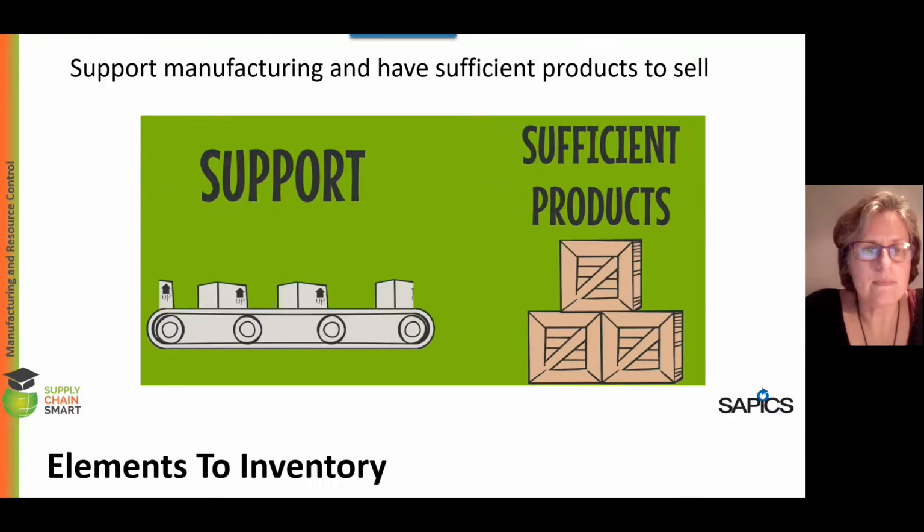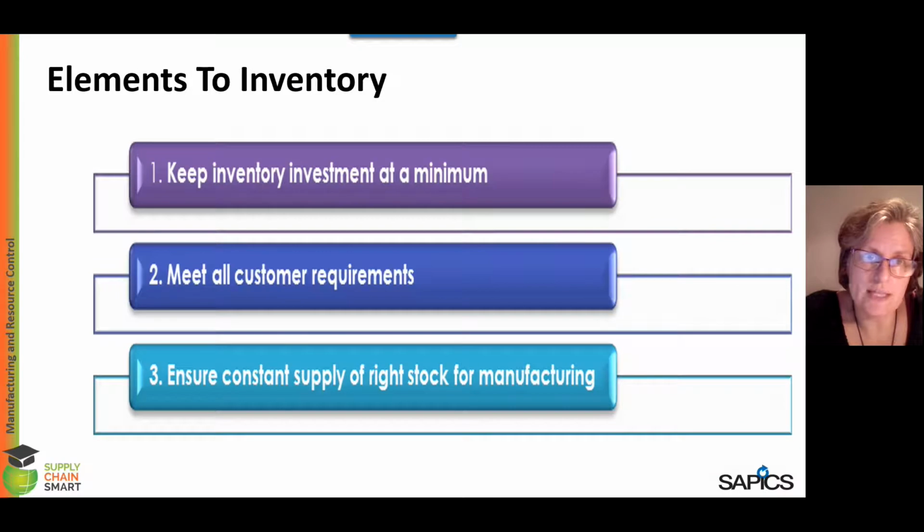sales. So the elements of inventory, as I mentioned, are keeping inventory investment at a minimum, because money that is invested in inventory cannot earn interest. You could be getting 5% return on investment in the bank. But you also need enough inventory to meet all your customer requirements and to ensure a consistent and constant supply of the right stock into manufacturing so that you can continue to meet those requirements. Everything is interlinked.